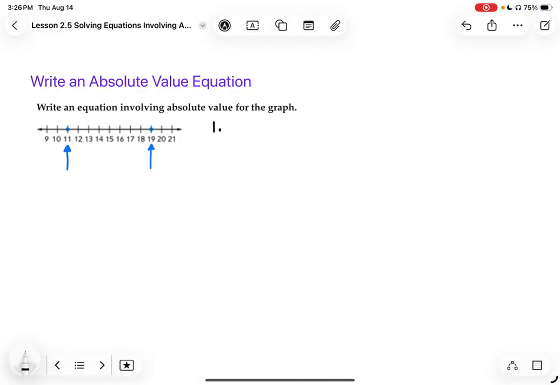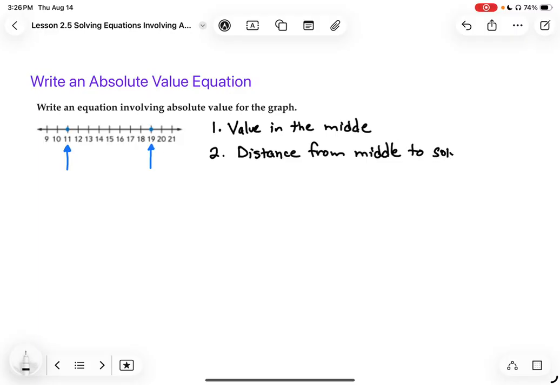Thing number one, we need to know the value in the middle, so exactly in the middle of our two solutions. And the second thing we need to know is the distance from the solution to the middle. So we're going to say distance from the middle to the solutions. Okay, so we've got 11 and 19.